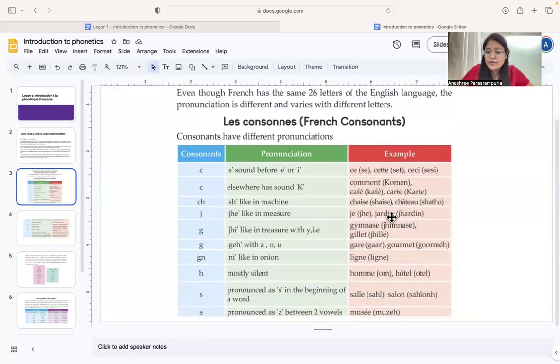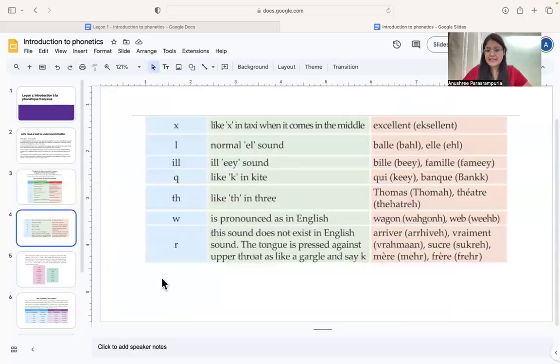If you see here, you can always go back to the recording and repeat each word with me so that you are able to understand the pronunciation of each word properly. Let's move to the next slide. X sounds like ks, like taxi, and comes in the middle. For example, excellent. The T towards the end we don't pronounce. L sounds like the normal L as in English. So this becomes bal. This would be L.